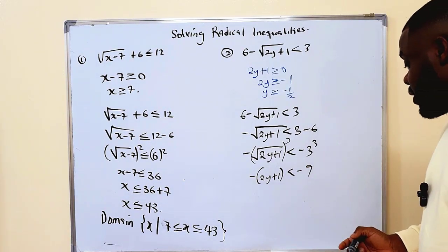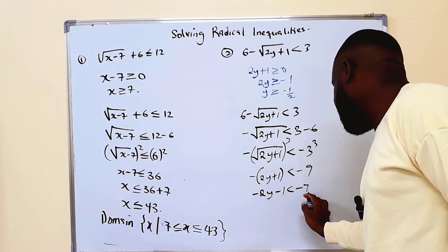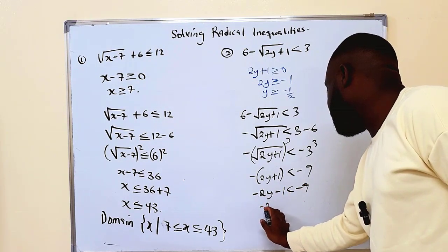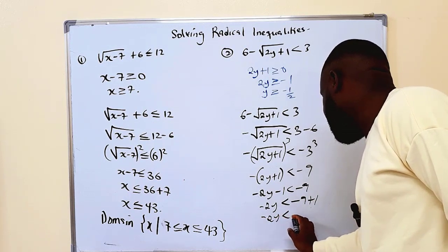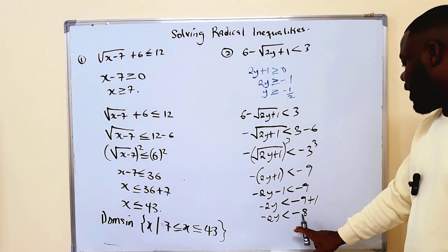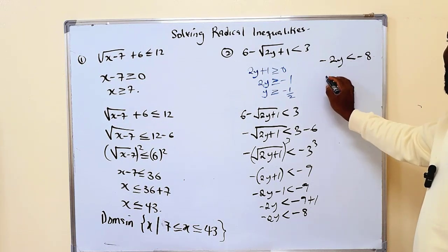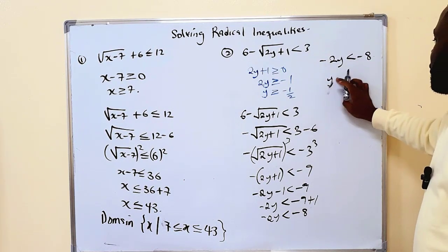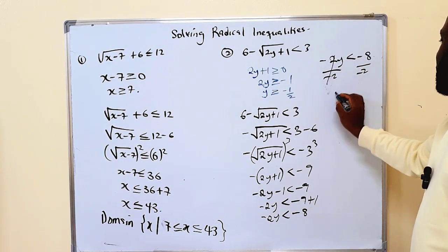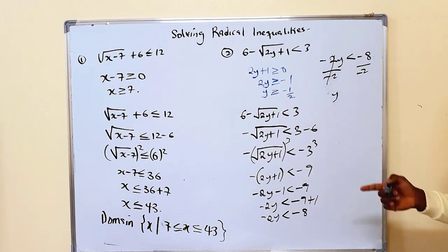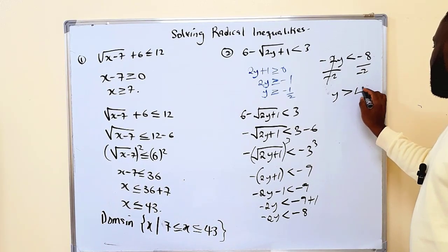Then we have negative square root of 2y plus 1 is less than 4. Dividing by negative 1 flips the sign, and we square both sides, so 2y plus 1 is greater than 16. Then 2y is greater than 15, and dividing by 2, y is greater than 7.5.